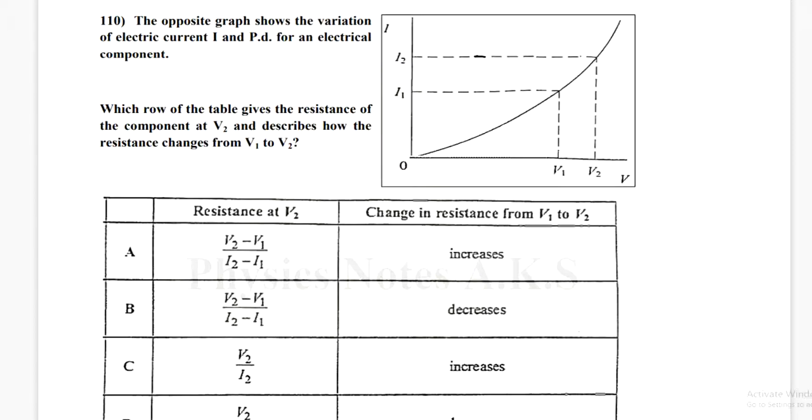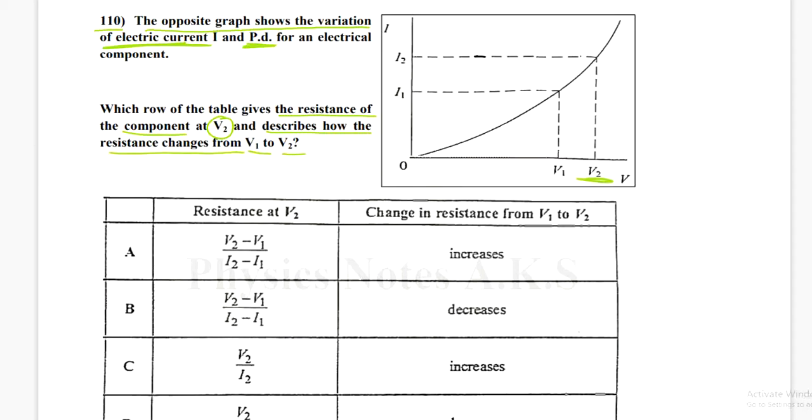Okay, I want you to pay attention to this question 110. The question says, the graph shows the variation of electric current I and potential difference V for an electrical component. Which row of the table gives the resistance of the component at V2 and describes how the resistance changes from V1 to V2? Okay, here is the V2.